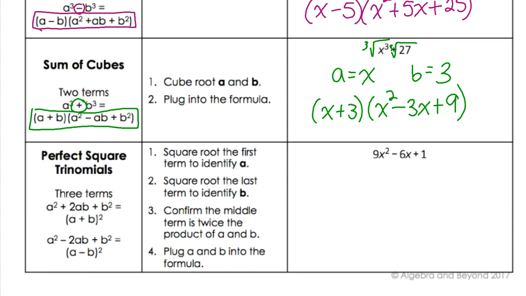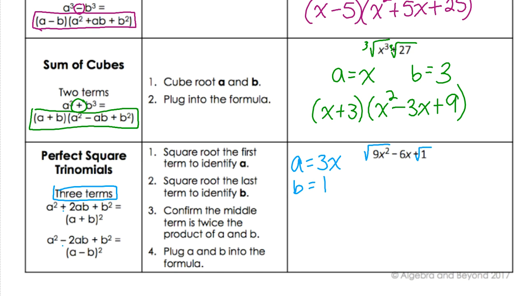All right, and then our final method is perfect square trinomials. Perfect square trinomials are three terms, that's the trinomial part, and they're coming from still perfect squares, and it can work when they are adding or subtracting, so you can see that difference in the terms. First thing you're going to do is square root the first term only. So a is the square root of that, which in this case would be 3x. And then you're going to square root the last term, which in this case is just a 1. So that means b is 1.